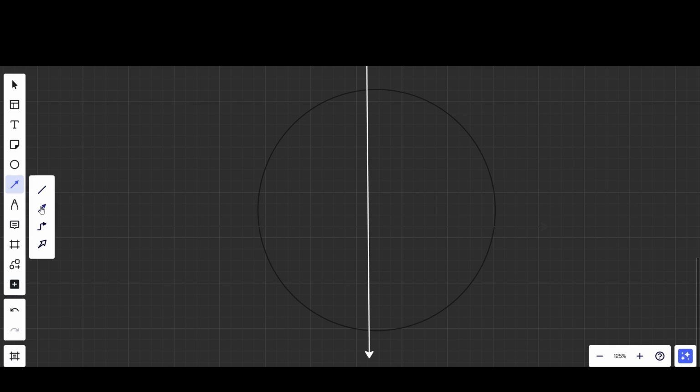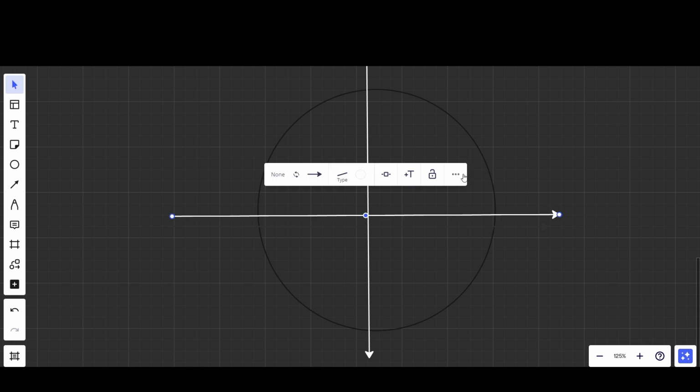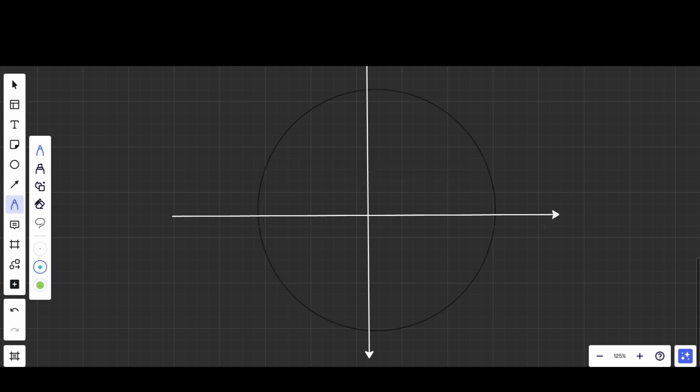I guess you can't really see the thing. Okay, just make this white as well. Okay, that's perfect. We can think about this point as the center.